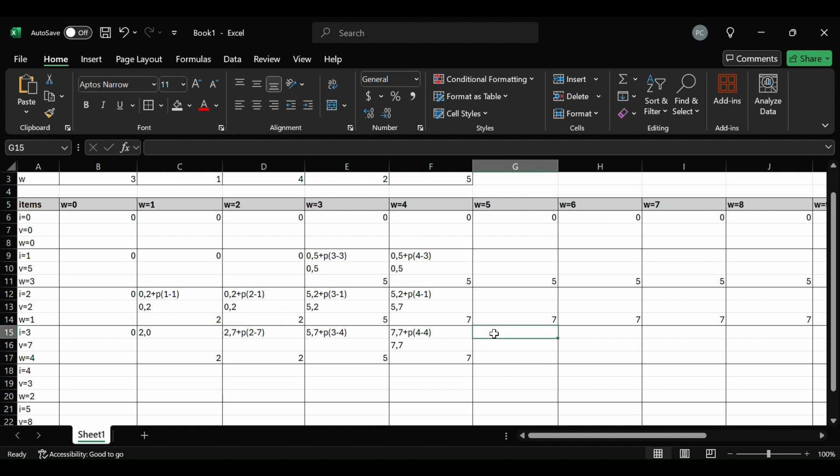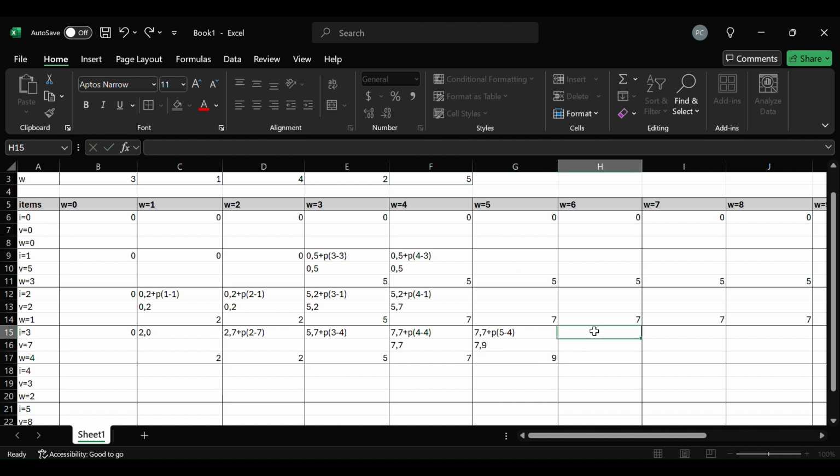Again, we'll repeat here. If we did not pick up, 7. If we do pick up, 7 plus the profit of the remainder, P of 5 minus 4, right? The weight limit minus the weight of my item, 5 minus 4. So it will be 7 plus the profit of 5 minus 4, which is 1. Go up and then go to 1. So 7 plus 2. So here we have the situation did not pick up is 7. Pick up is 7 plus 2, 9. And our decision will be pick up. So for pick up, our max is 9.